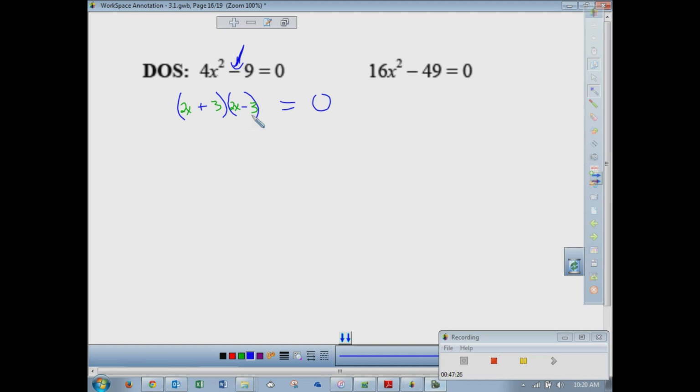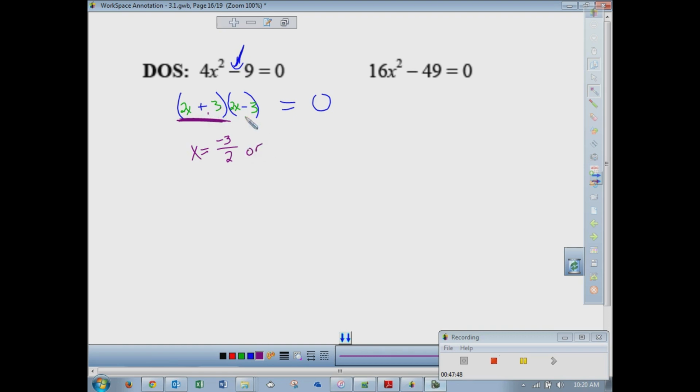Now we solve this with the zero product property. What value of x would make this turn out to be 0? Opposite of this over this. What's this number's opposite? Negative 3 over 2. That would make this 0.